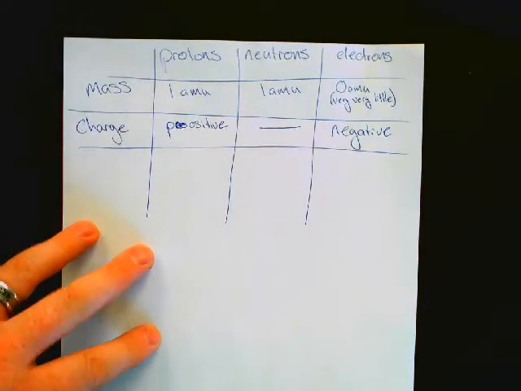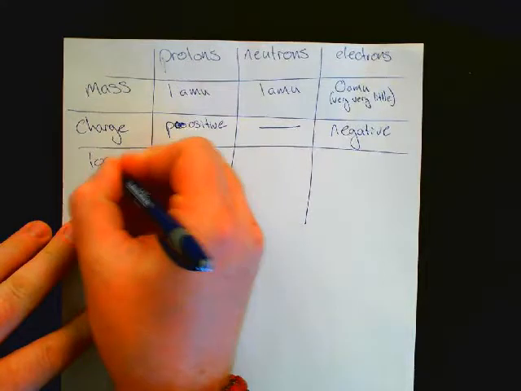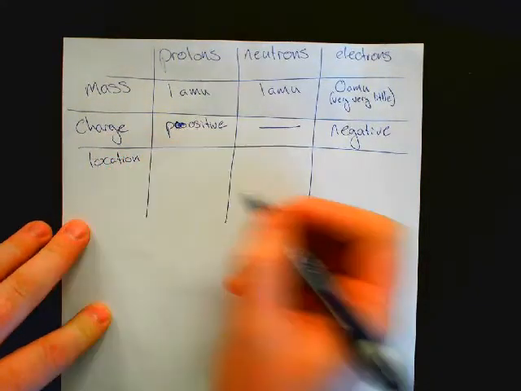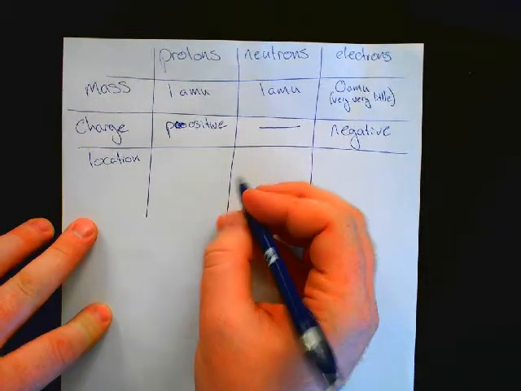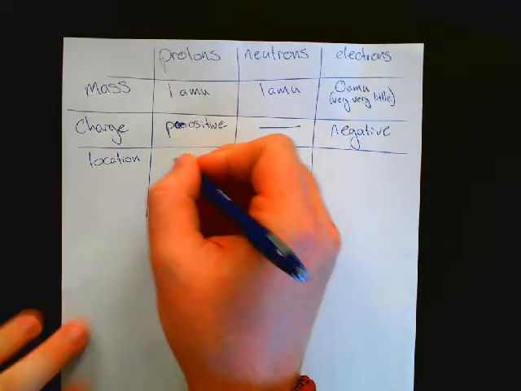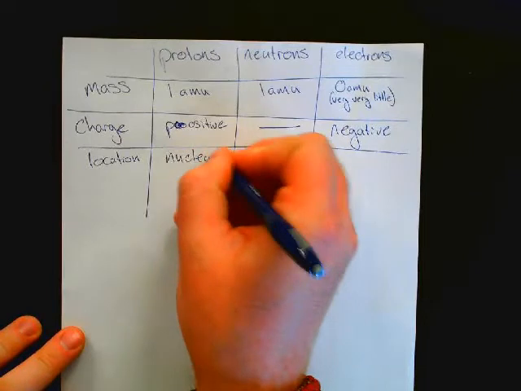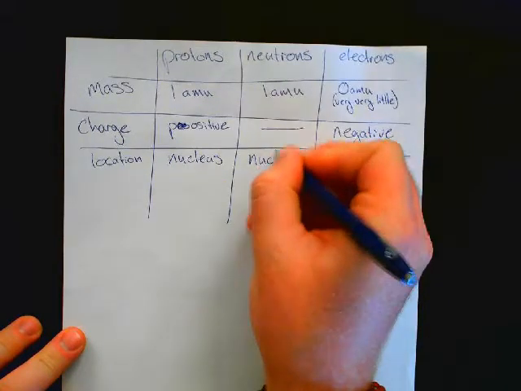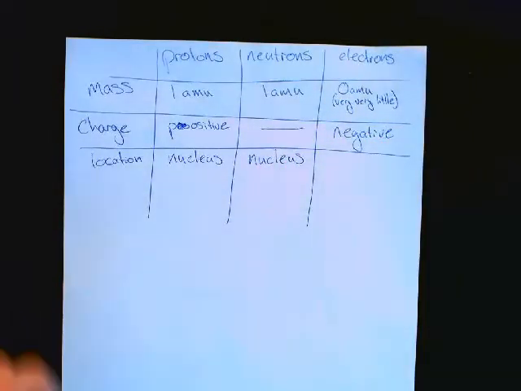Next one up, location. Where would I find the proton located? In the center, which is called the nucleus. Okay, so nucleus. And where would I find the electrons? On the outside, which has a special name. Orbitals is a good answer. Think larger scale than orbitals.